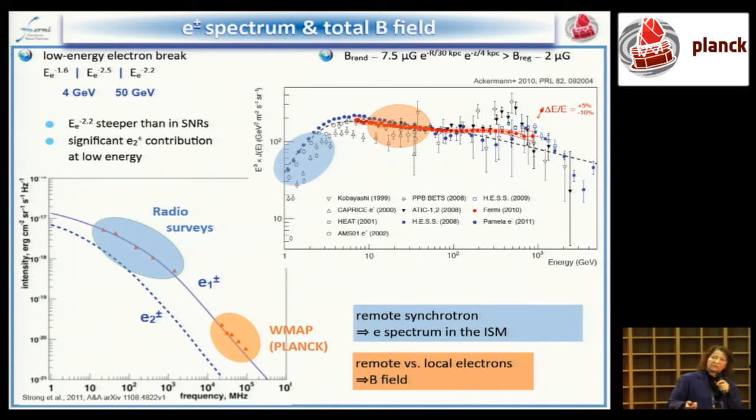So this is important for you. You see that the primary electrons are dominant, but there's a significant fraction of secondary electrons that come from the hadronic interactions of the cosmic ray nuclei with gas. So you should not forget about those. And we have a constraint on those from the gamma ray maps, from the other component, the pion component.